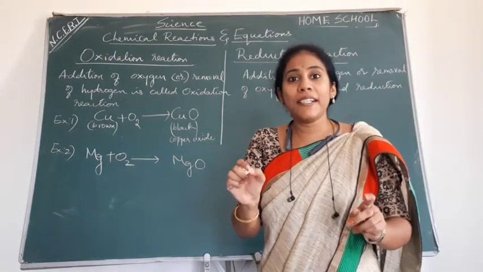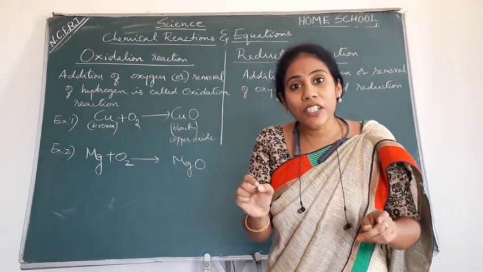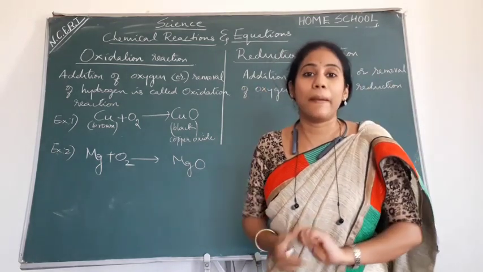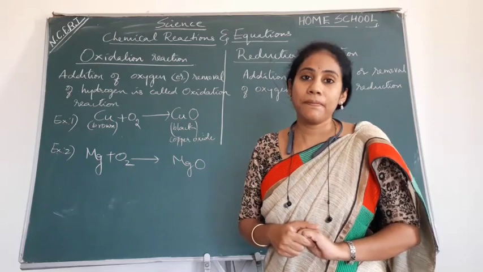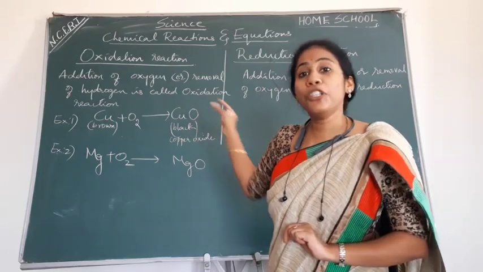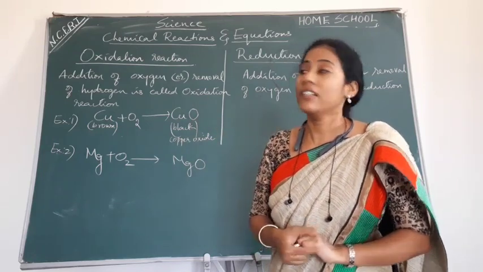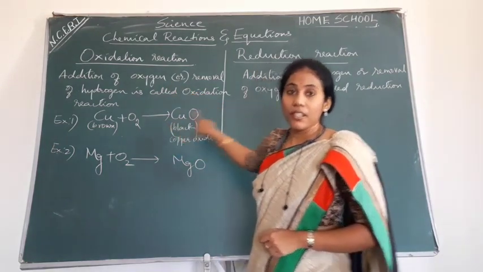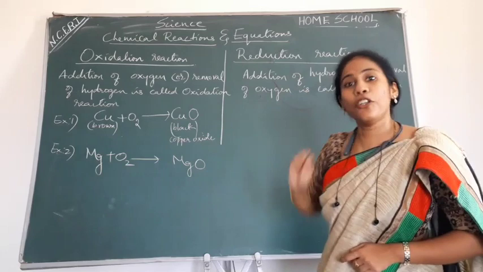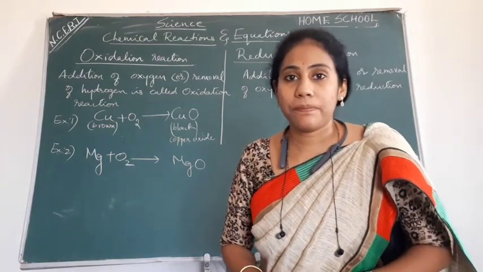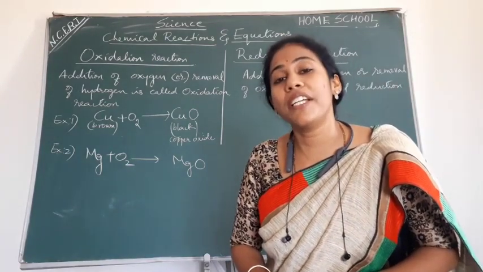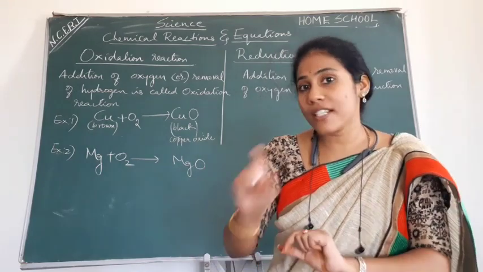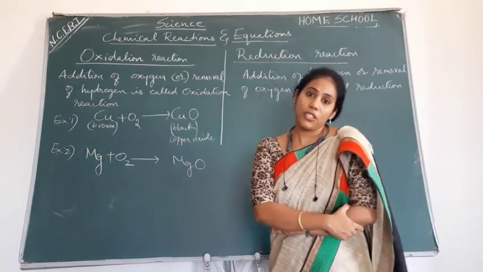Sit for 1 minute silently. Observe the definition. Analyze and then remember with the examples. So both of them are opposite to each other. Here, addition of oxygen is called oxidation. Addition of hydrogen is called reduction. Not only addition of hydrogen, removal of oxygen is also called reduction.